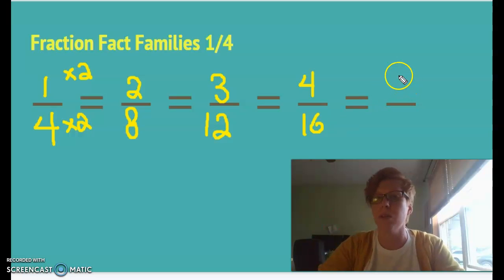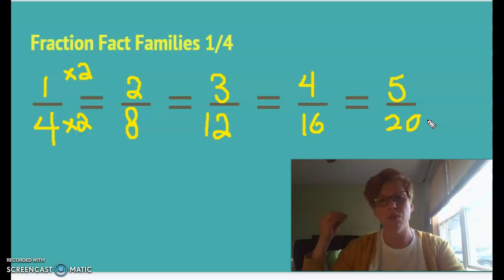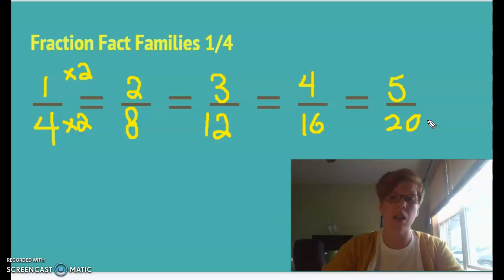Let's do one more. Let's do 5s. Okay, 1 times 5 is 5. 4 times 5 is 20. So 5/20 is equivalent to 1/4. It's in the 1/4 fraction fact family because 5 goes into 20 4 times. 5 is a fourth of 20. The numerator is a fourth of the denominator. That is true for all of these fractions. In all of these fractions, the numerator can fit into the denominator equally 4 times.